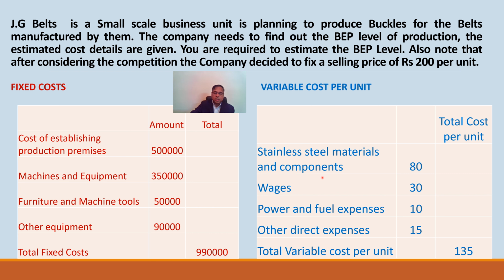On the right side you see the variable cost per unit. Stainless steel materials and components for each unit is 80. Wages for each and every unit is 30. Power and fuel expenses 10. Other direct expenses 15. So the total variable cost of producing one unit is 135.